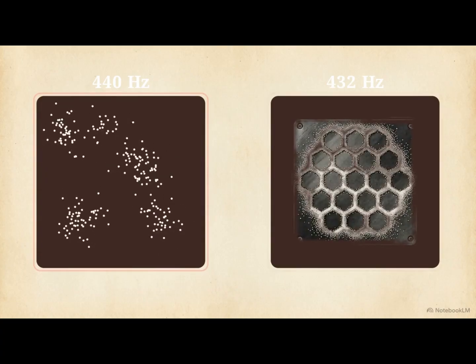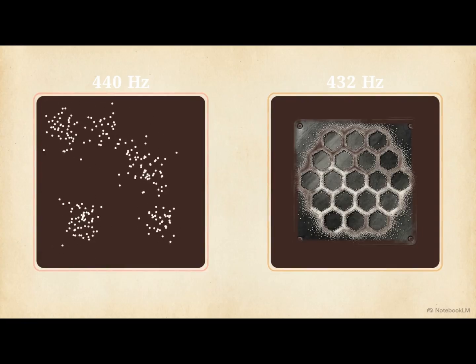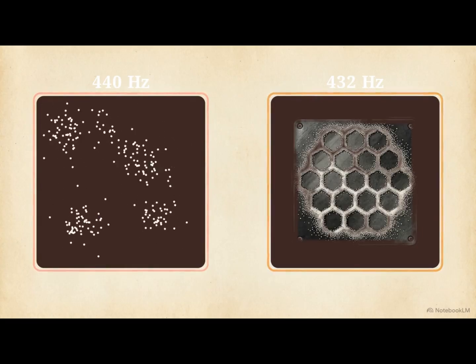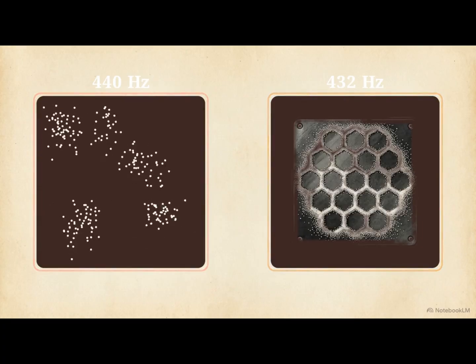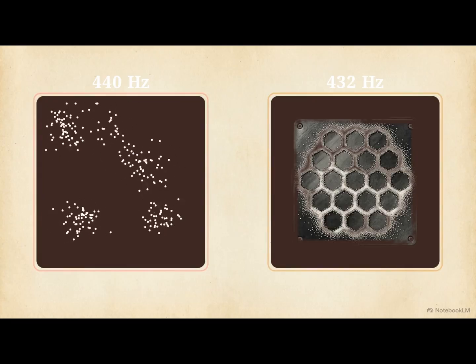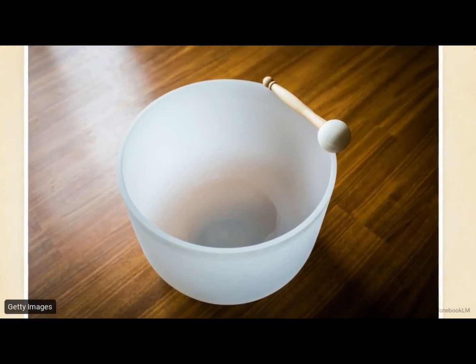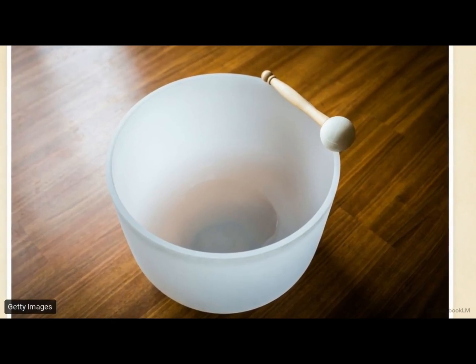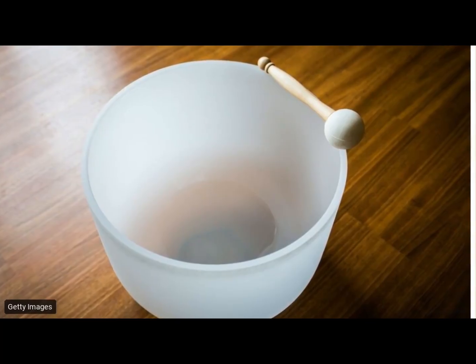On the right side, the tuning standard of 432 Hz generates a perfectly symmetrical, stable honeycomb pattern. This specific mathematical frequency is scientifically observed to promote left and right brain synchronization and induce cellular coherence. You can generate these coherent frequencies manually using a crystal singing bowl. This is a portable, handheld version of ancient monolithic resonance technology.